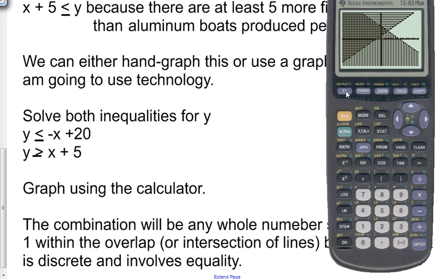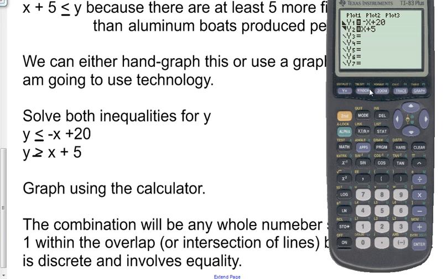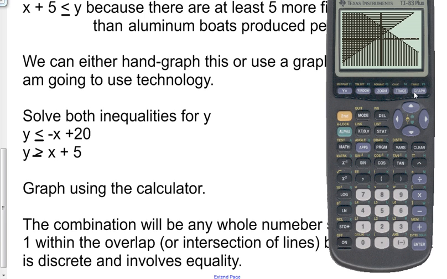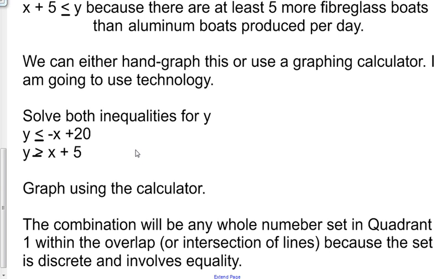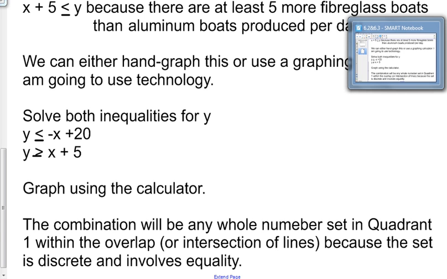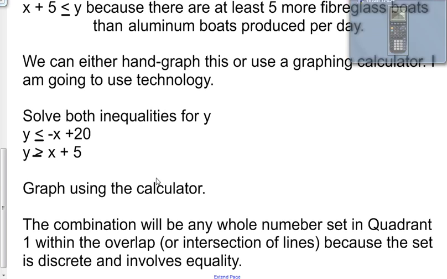So I changed that in Y equals to be above the line. I graphed it. So the overlap is going to be my solution set. The combination will be any whole number set in quadrant 1, because it can only be positive, remember, within the overlap or the intersection of lines, because the set is discrete and involves equality. So anything on those lines, those boundaries, will count as a solution as well.